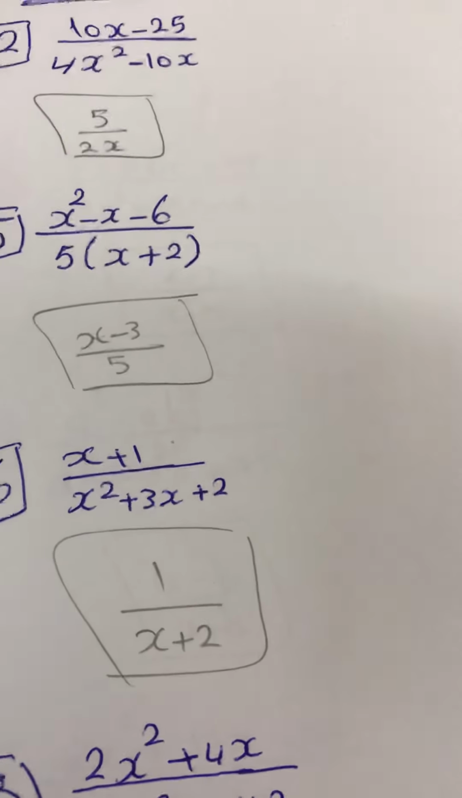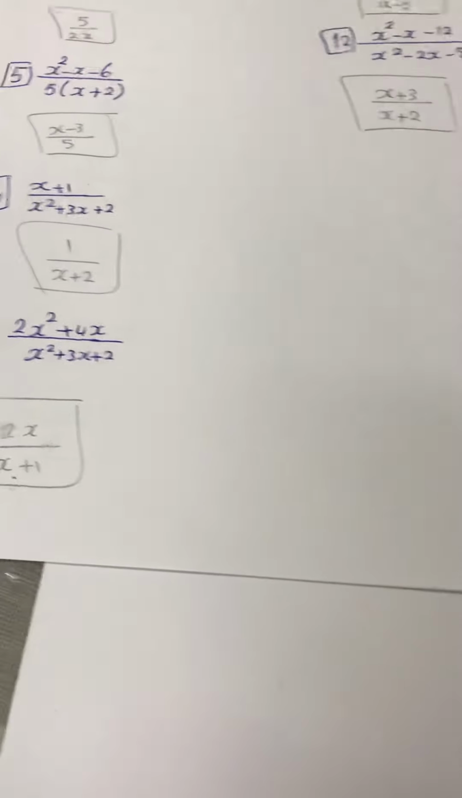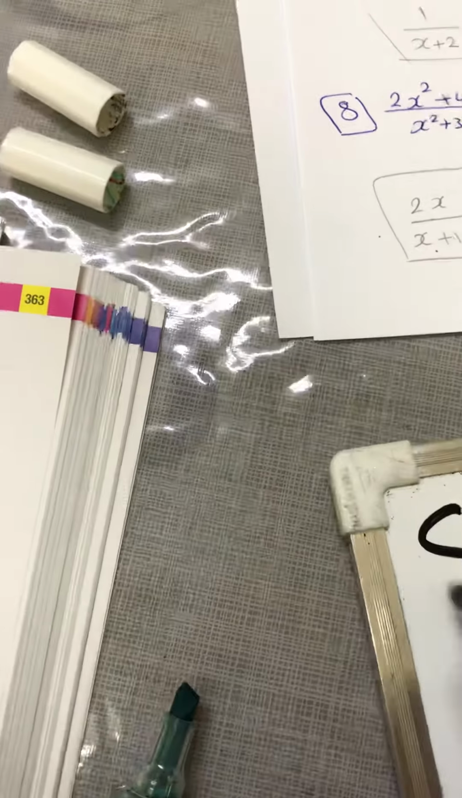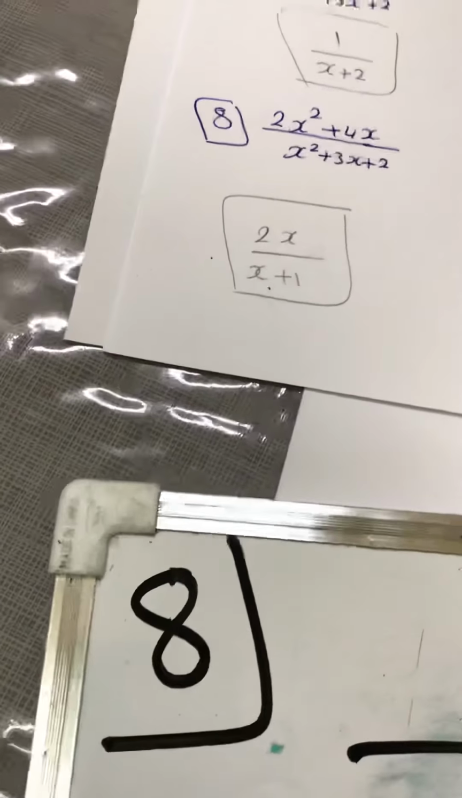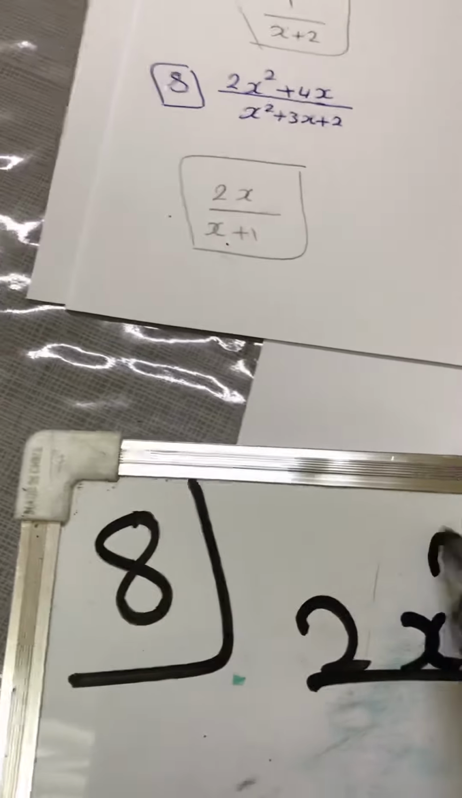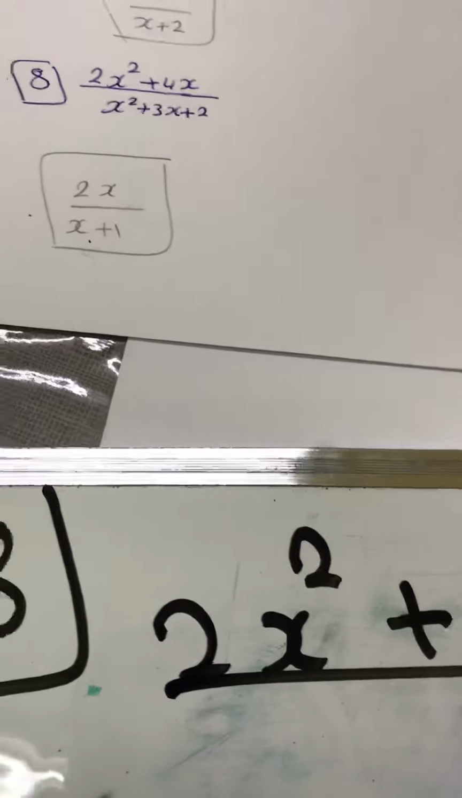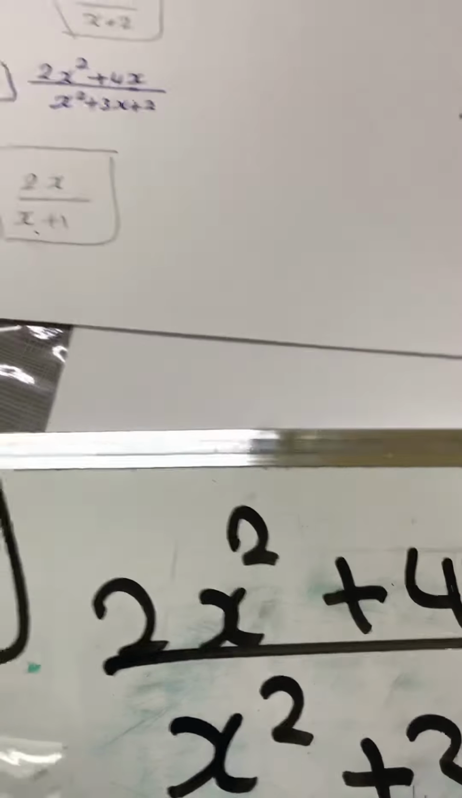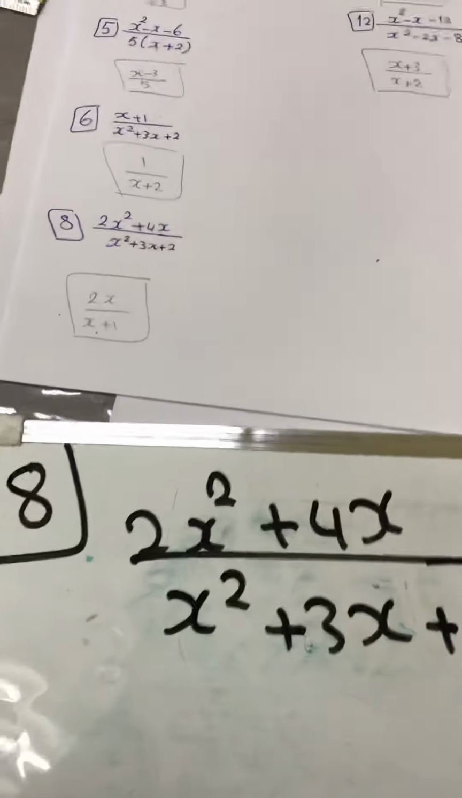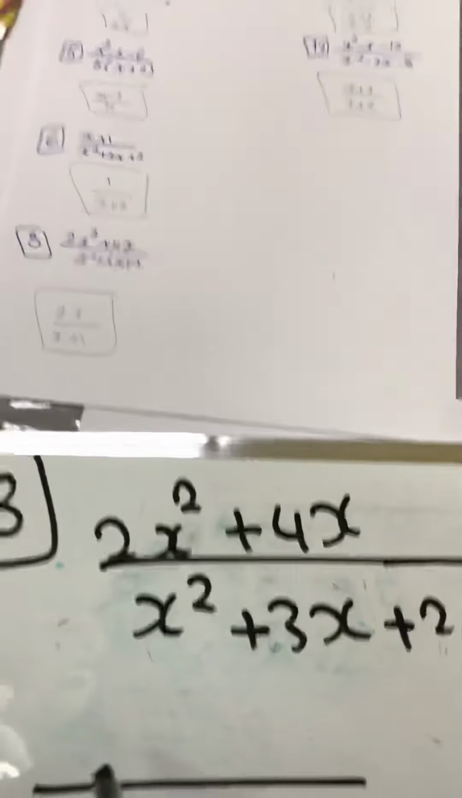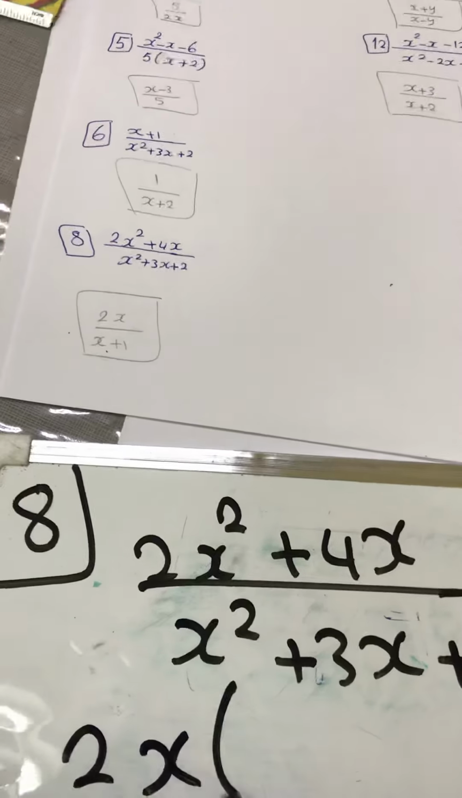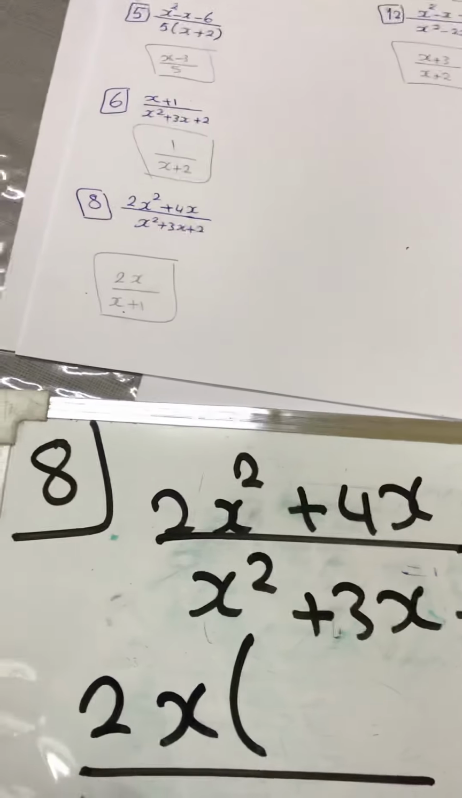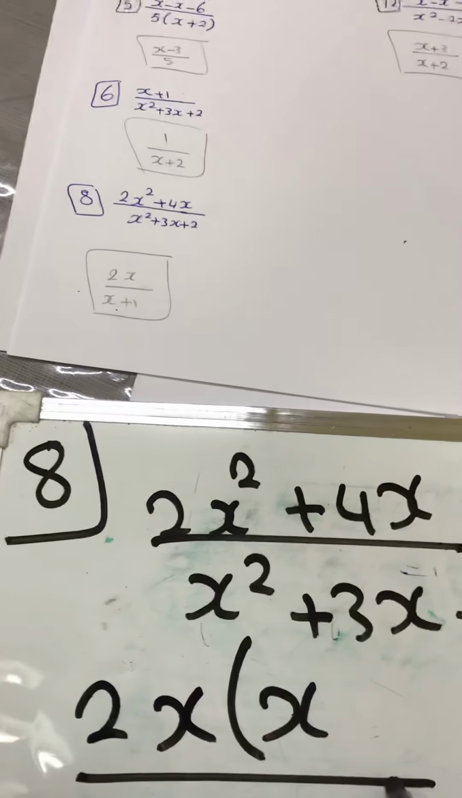Exercise 1, page 363. Let's solve number 8, the same exercise. Number 8, exercise 1, page 363. What we have in number 8, we have 2x squared plus 4x over x squared plus 3x plus 2. Okay, attention, I'll factorize the numerator. To factorize the numerator, I'll take 2x as a common factor. Open brackets, 2x squared divided by 2x equal just 1x.